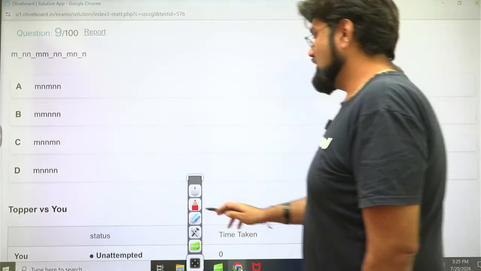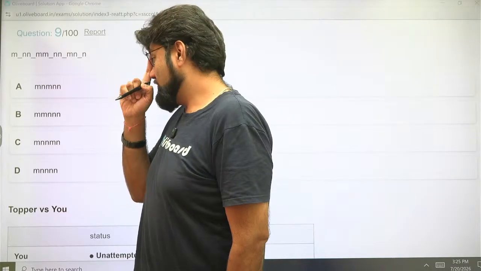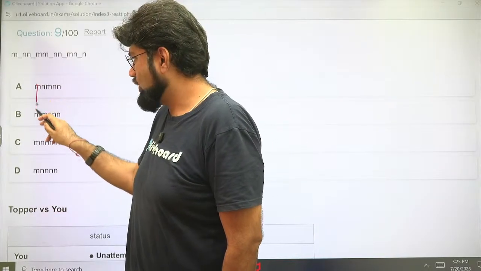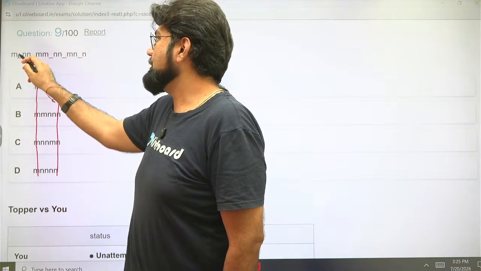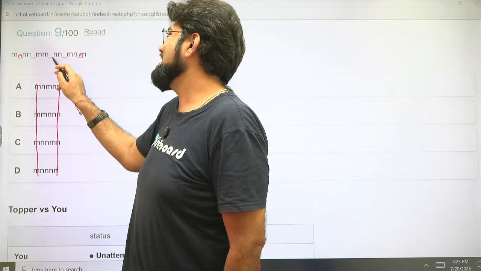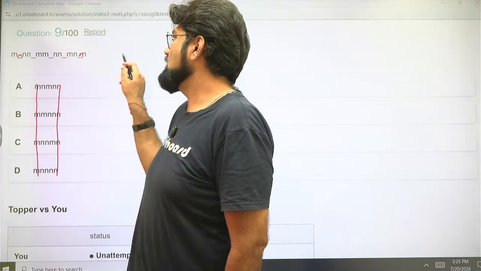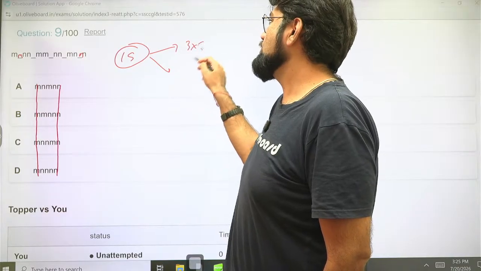Okay. Now here first, don't be in a haste for these particular questions. First, fill up the gaps which are common everywhere. So M is vertically the same and in the end N is vertically the same. So this is M and this is N. Count the number of letters. So this is 4, 4, 8, 12 and 3. Only 15 letters. 15 letters can be represented two ways, 3 into 5 or 5 into 3.